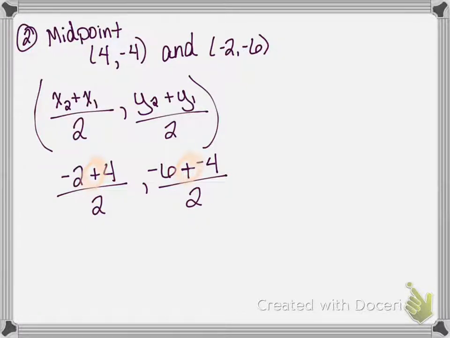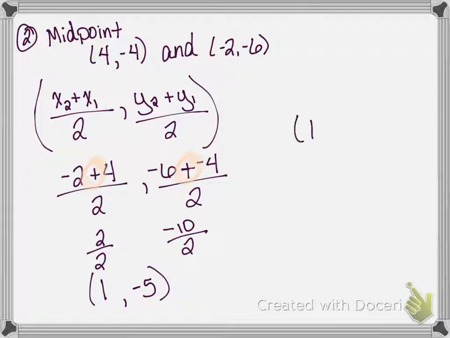So -2 plus 4 is 2. So I have 2 over 2, which is 1. So my x coordinate there is going to be +1. -6 plus -4 is -10, and that gives me -5. So the midpoint of the line segment, if you take a line segment and connect these 2 points, the midpoint of that is 1, -5. Okay?